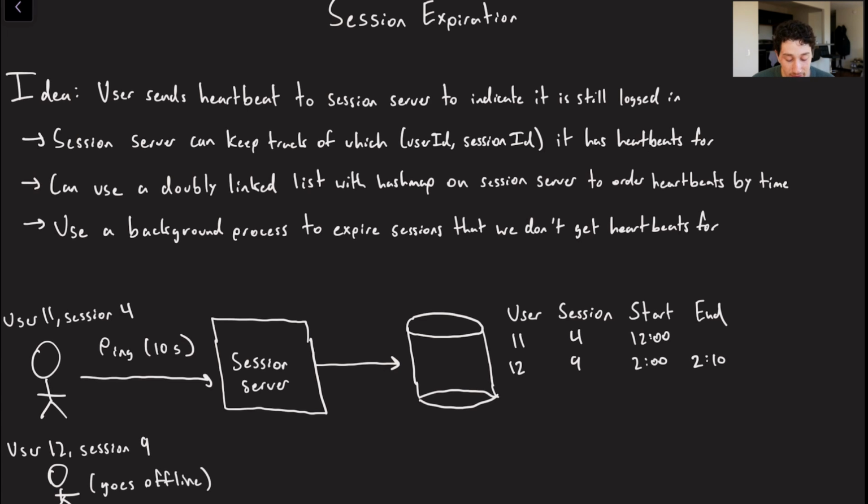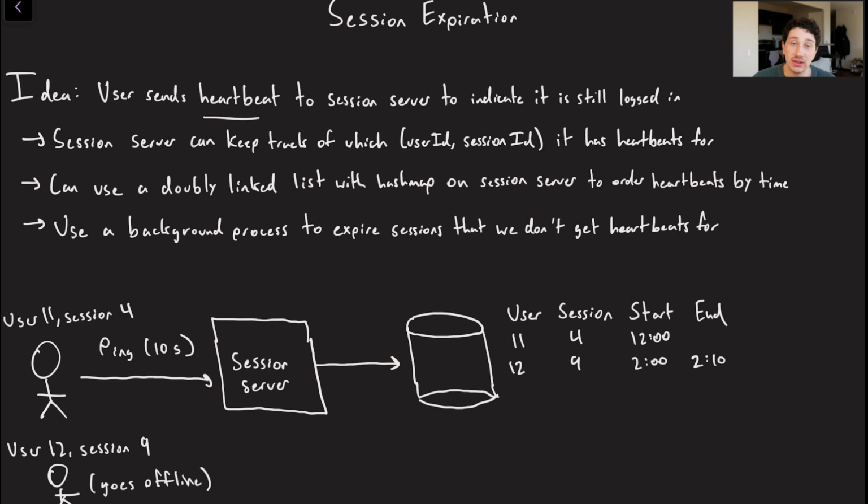So the main idea is basically that every once in a while I should probably be sending some sort of heartbeat to the session server indicating that I'm logged in or that I'm active. And then the gist from here is that the session server can effectively just keep track of which heartbeats it's received, order those by the received timestamp, and then run a background process saying, ooh, here are all of the session IDs that I haven't received heartbeats for within a certain amount of time. That means I should probably go ahead and consider them expired. Let me go ahead and write the end time to the database indicating that that session has been completed.